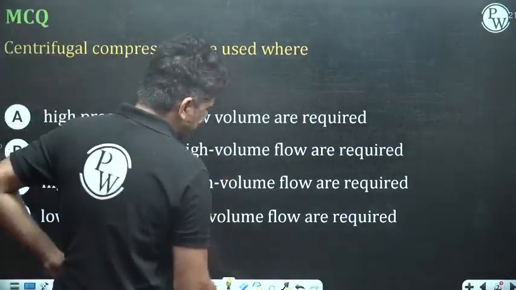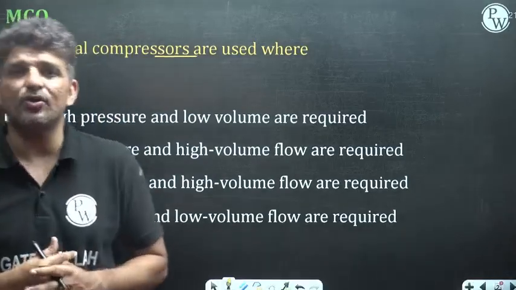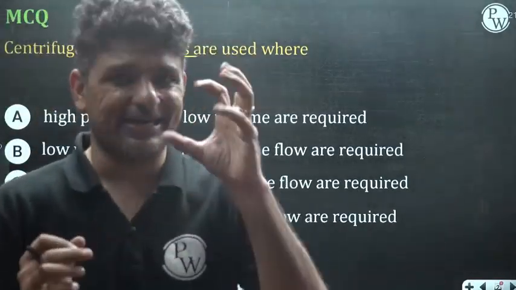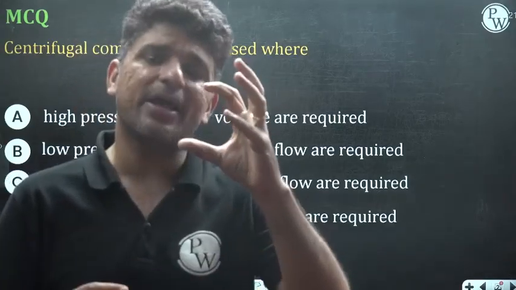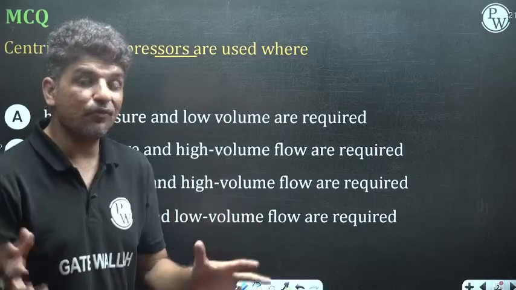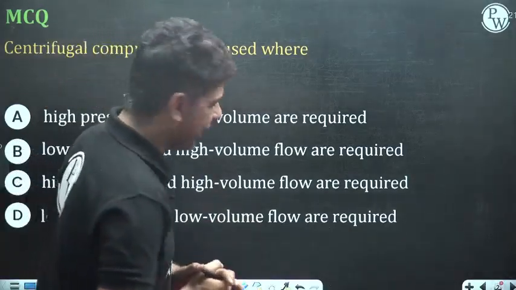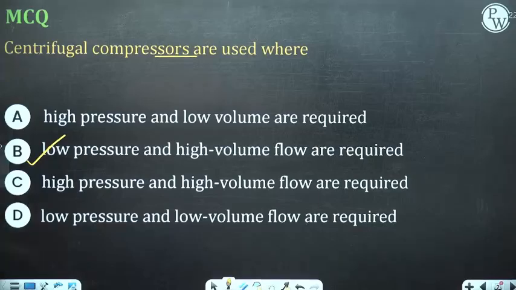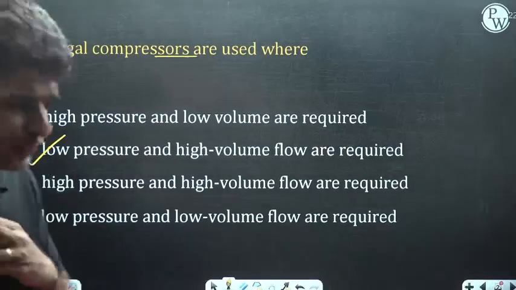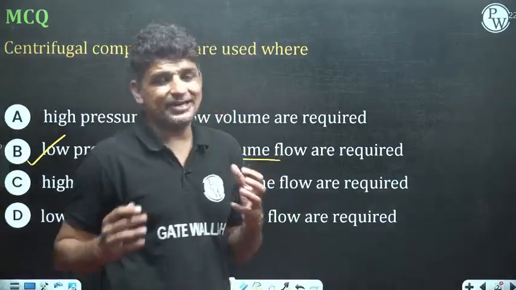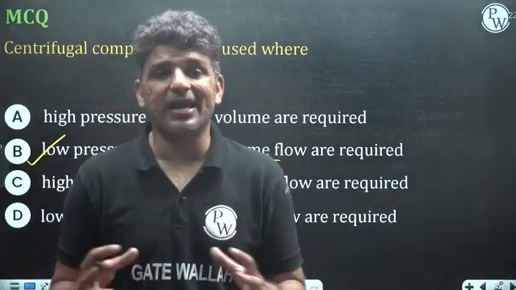Centrifugal air compressors are generally used at those locations where the pressure ratio developed is slightly less. So you require lower pressures, in the range of 5 to 7 bars, but the volume flow rate required is high. So the answer to this question would be option B, that is, low pressures and high volume flow rates are required.